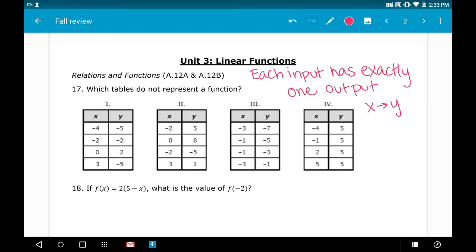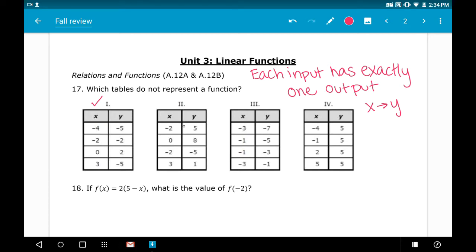So now let's look at our options here. For number 1, we look at our x's. We have -4 goes to -5, -2, -2, 0 to 2, and 3 to -5. So if we look at our x's only, which are the inputs, since none of these repeat themselves, then this one has to be a function.